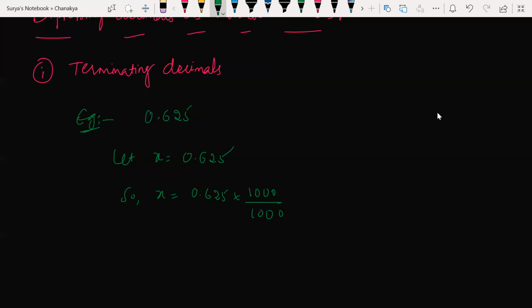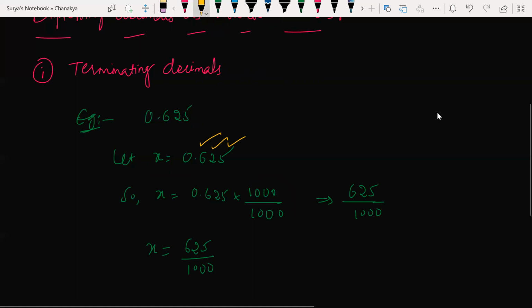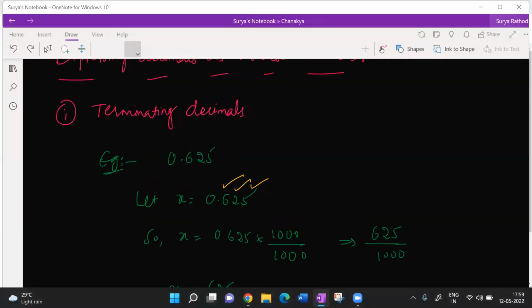Understood my point? So now 0.625 into 1000 gives me 625 divided by 1000. Correct? Now x is equal to what, beta? 625 divided by 1000. Why did I multiply and divide with 1000? After the decimal, 1, 2, 3, three digits you have, so the number is 1000. So I just multiplied and divided with 1000, beta. Hope you got my point.